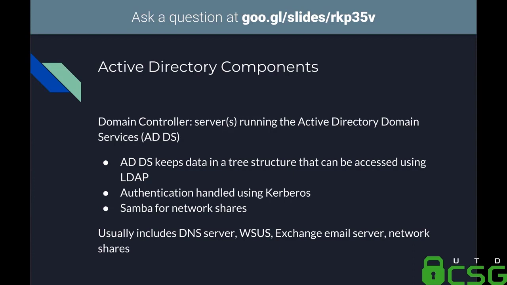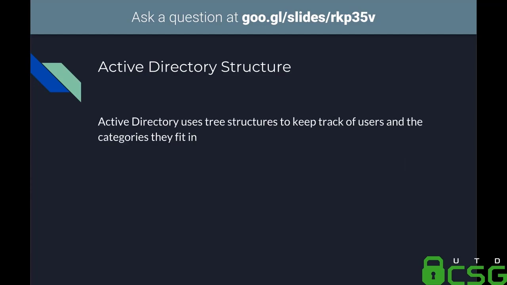And then beyond just the domain controller, usually there's a DNS server for looking up where certain systems are. The update server, the Windows Services Update Server, I think is what that stands for. It's just for updating. Exchange email server, and then network shares. So anything like file shares somewhere in the network, or even printers or anything of that sort. It's just common to see lots of different elements to it.